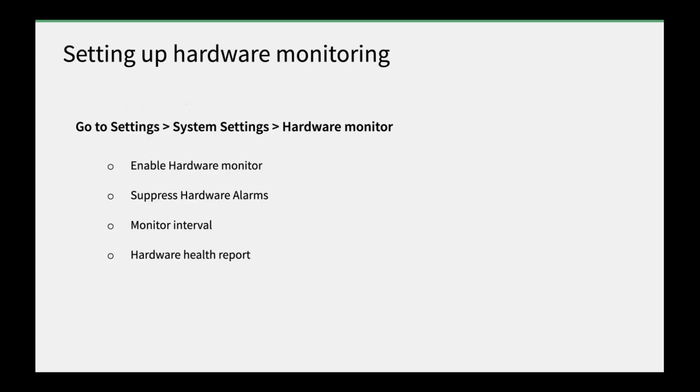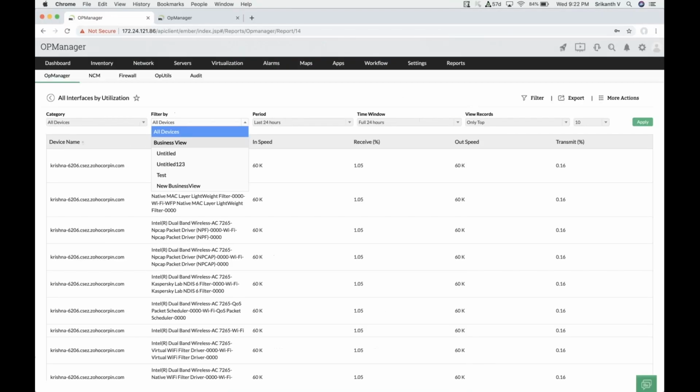In order to configure hardware monitoring, you just have to go to the settings. Under the system settings, you have a hardware monitor tab where you have multiple options: one is to enable hardware monitoring, one is to suppress hardware alarms, and another one is the monitoring interval. And all the information that you monitor in hardware of OpManager can be extracted as a report for your future reference. So let me take you to the OpManager UI and show you how to configure.